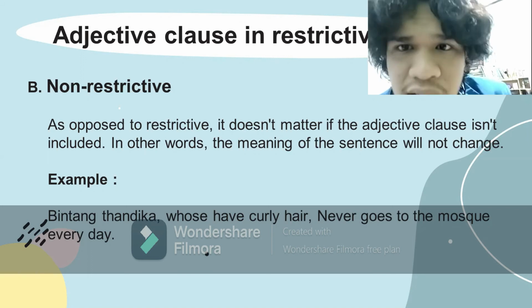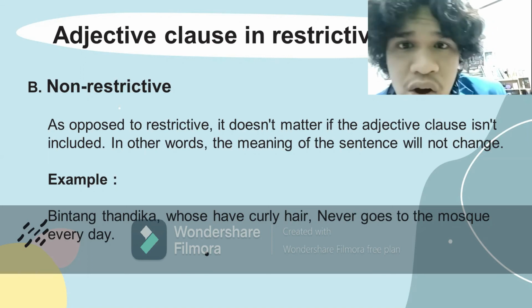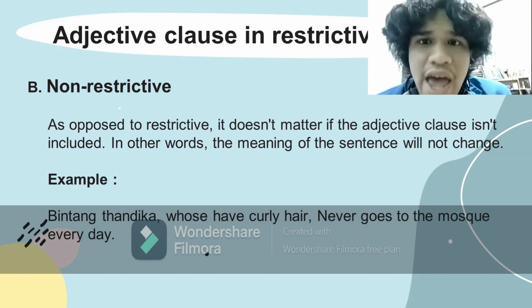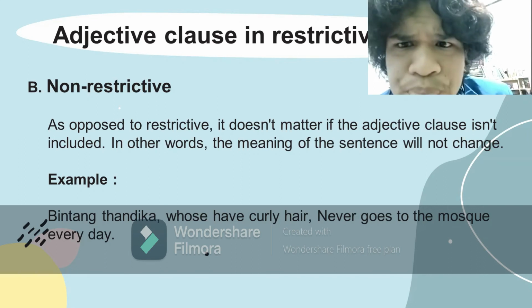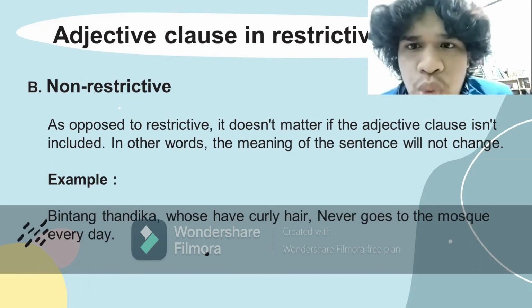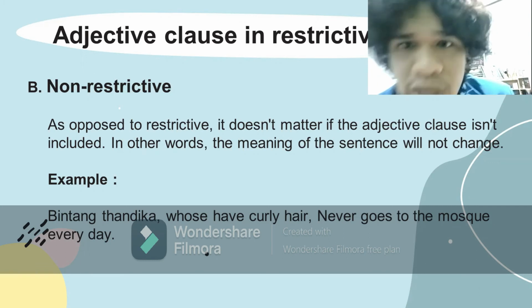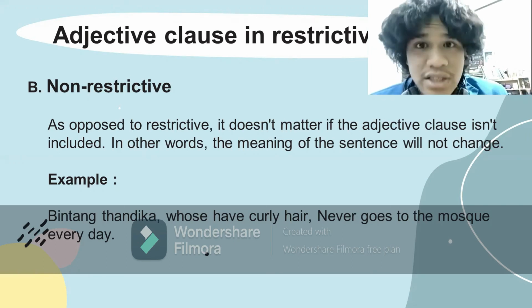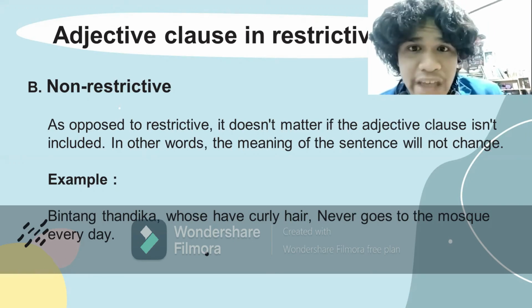Writers often ask whether to put a comma before who and which. The answer to that question is sometimes yes and sometimes no. It depends whether the who or which has a restrictive clause or non-restrictive clause. Okay, I will bring you an example.